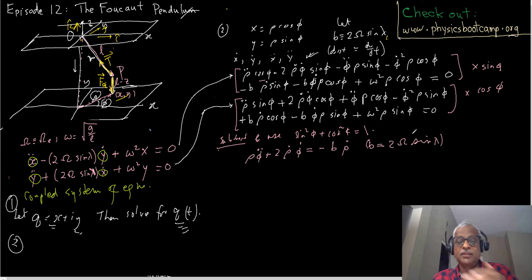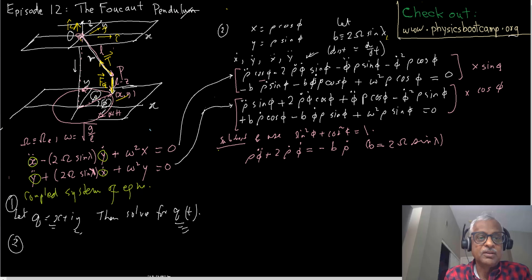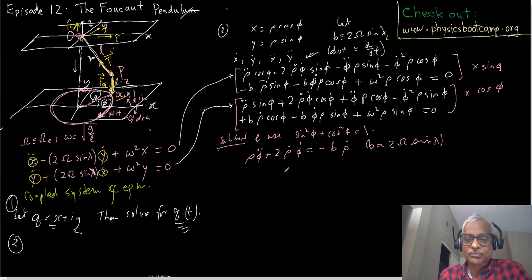you'll get this. Okay, so this is actually the projection, and the claim is that this pendulum plane will go this way, clockwise in the northern hemisphere. So it's going to go this way. Well, the angle will be, this way will be phi increasing, and this will be phi decreasing. Okay.